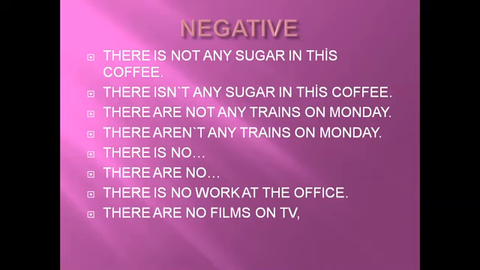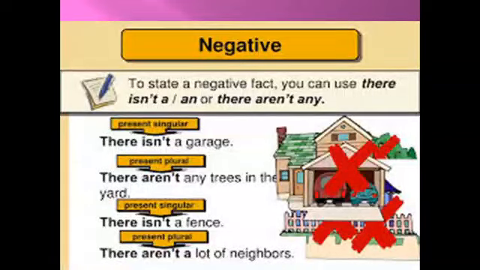But there is another way we can use there is and there are in the negative. Instead of there isn't any or there aren't any, we can say there is no and there are no. For example, there is no work at the office. There are no good films on TV. Now, let's look at more examples in the negative. There isn't a garage. There aren't any trees in the yard. There isn't a fence. There aren't a lot of neighbors.